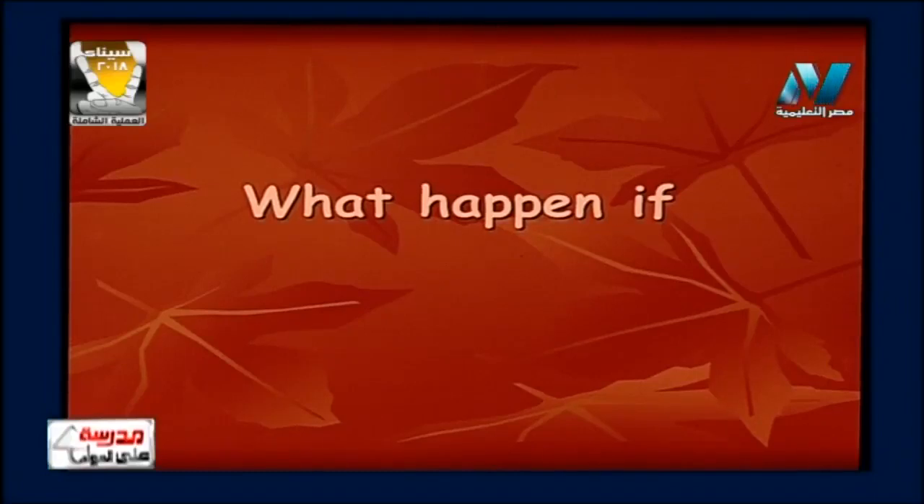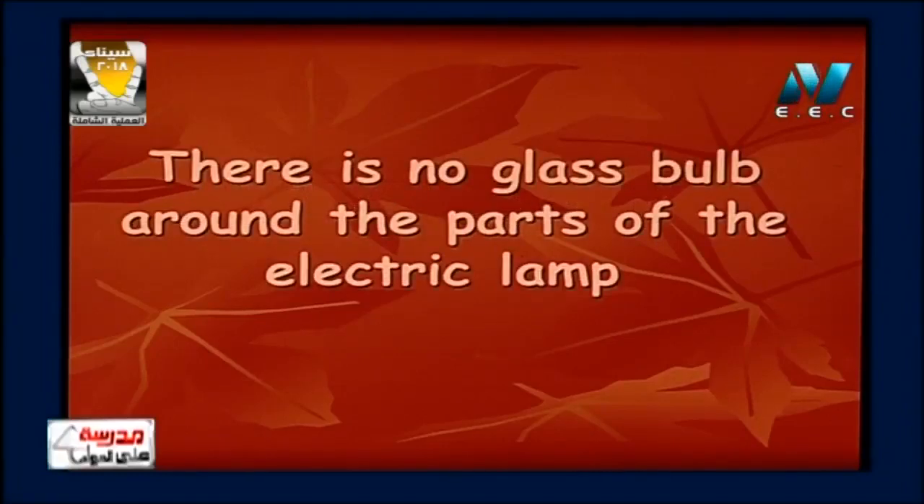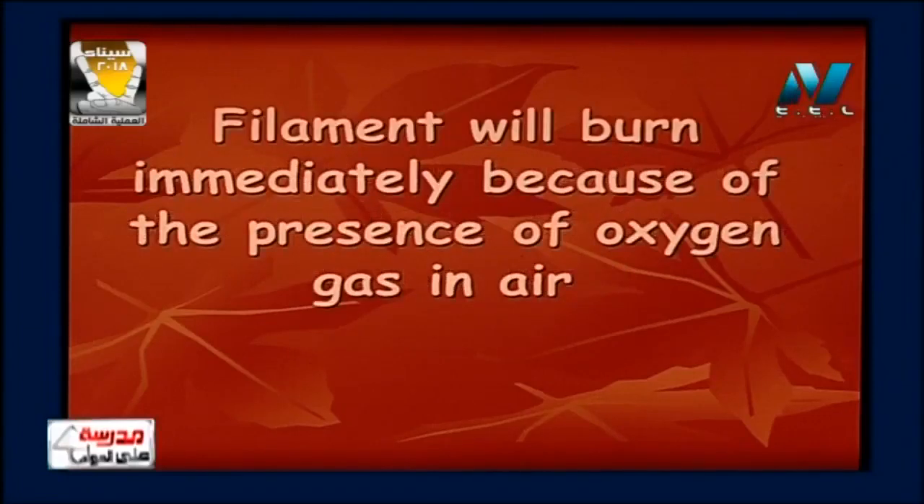So the question says: what happens if there is no glass bulb around the parts of the electric lamp? If there is no glass bulb in the electric lamp, air will go inside to the tungsten filament and make it burn immediately. So the answer will be: the filament will burn immediately because of the presence of oxygen gas in air.